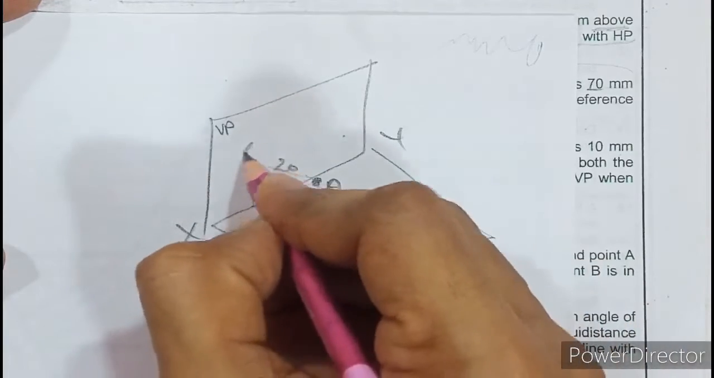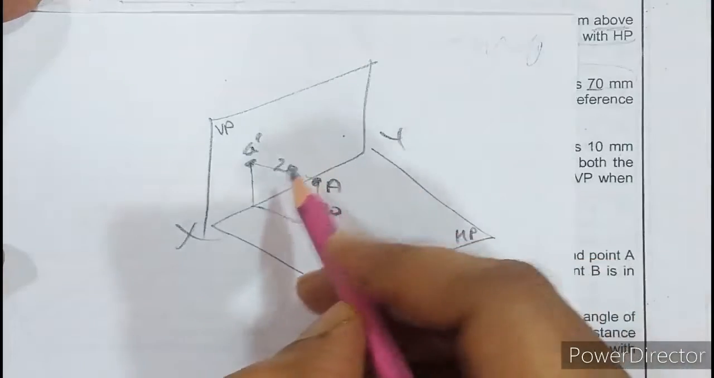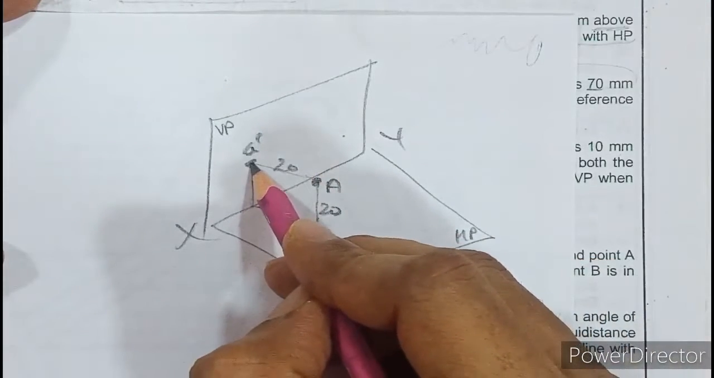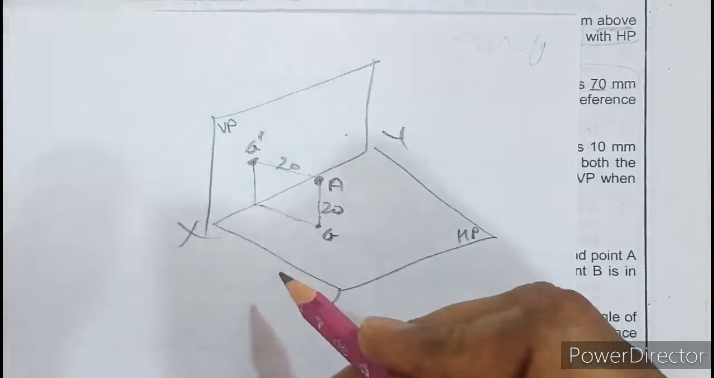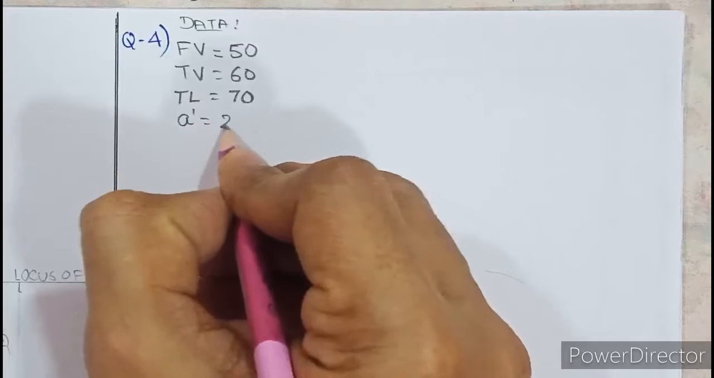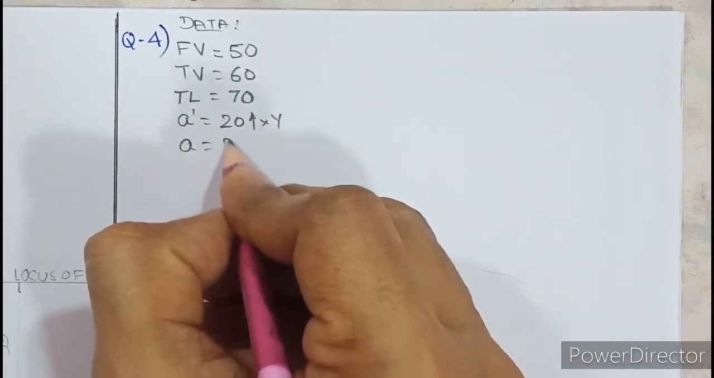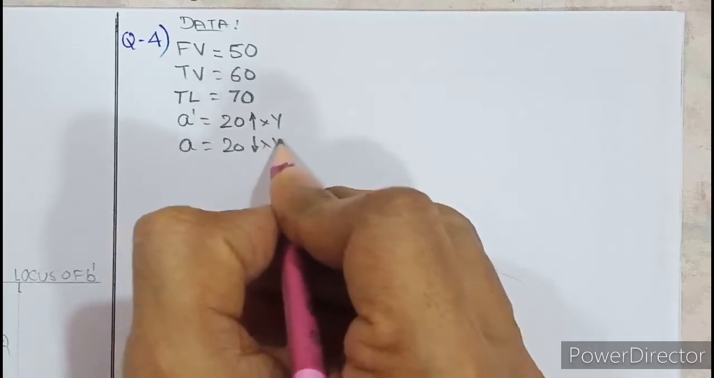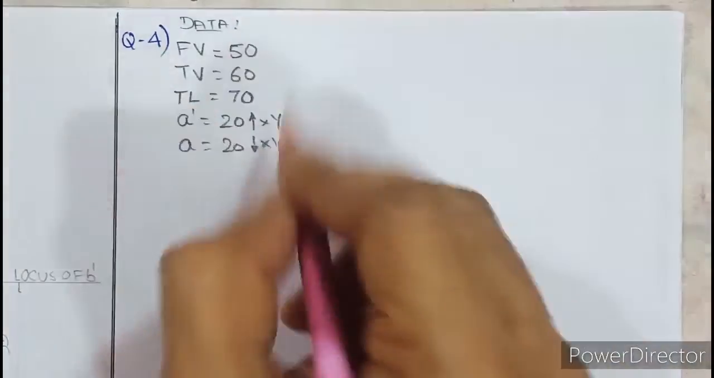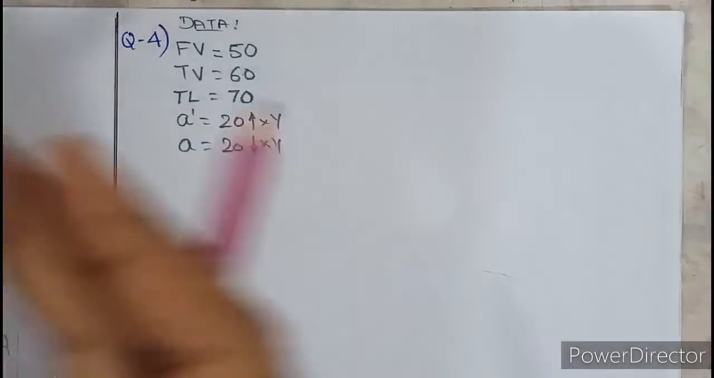So if this is capital A, this is 20 in front and 20 above. So here you will get A dash and here you will get A. When you turn HP down, it's very clear that A dash will lie 20 above XY and A will lie 20 below XY. So we'll write down here: A dash equal to 20 above XY and A equal to 20 below XY, because it is in the first quadrant. So this part is clear. If you count, you will find 5 data are ready. What is the next part they've asked?